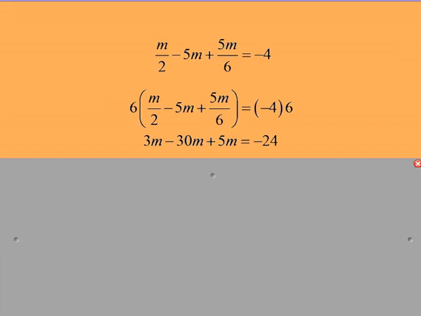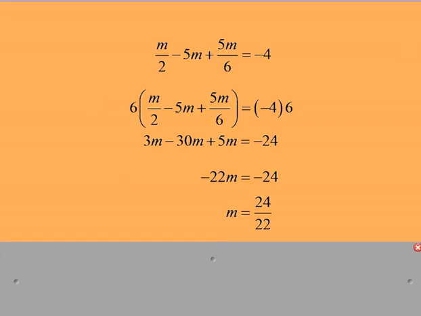All right, let's start to combine like terms. You can see all of these are m terms, so let's combine them. And we get negative 22m equals negative 24. Divide both sides of the equation by negative 22. And remember that a negative divided by a negative is a positive, so that's why both of these are positive now. And of course 24 over 22 can be reduced because 2 goes into both of them. We end up with 12/11.